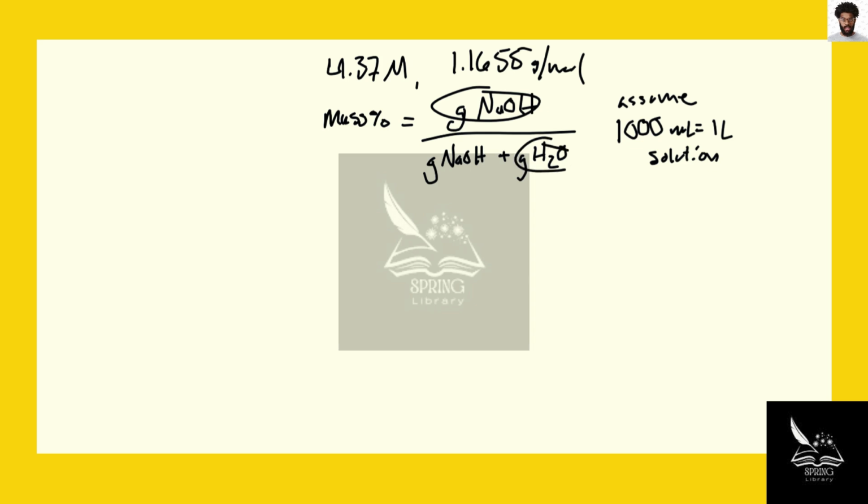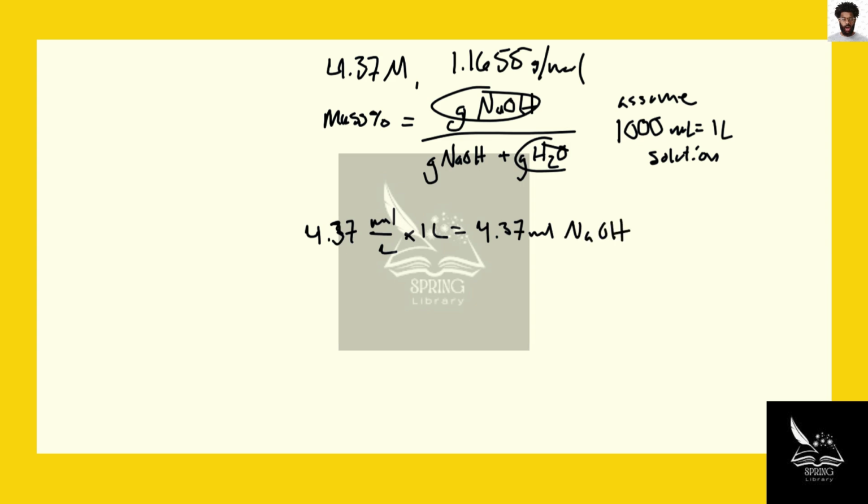So sodium hydroxide is not too bad because we're told the molarity of the solution, and if you recall, 4.37 moles per liter. That's what molarity means. And if we assume we have 1 liter, then that means we're assuming we have 4.37 moles sodium hydroxide.